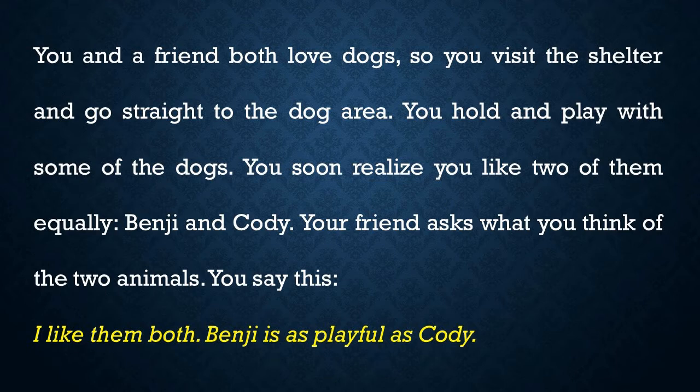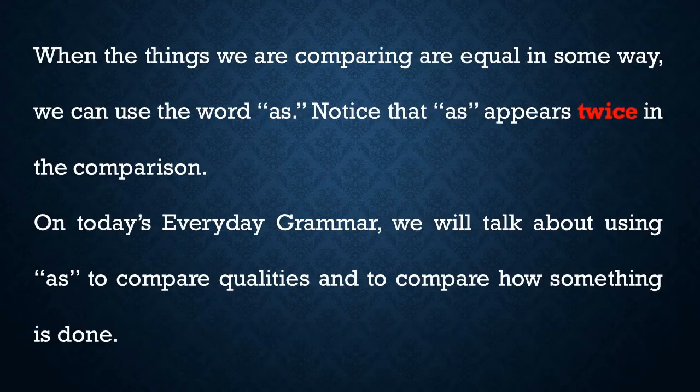You say this: I like them both. Benji is as playful as Cody. When the things we are comparing are equal in some way, we can use the word as. Notice that as appears twice in the comparison. On today's Everyday Grammar, we will talk about using as to compare qualities and to compare how something is done.